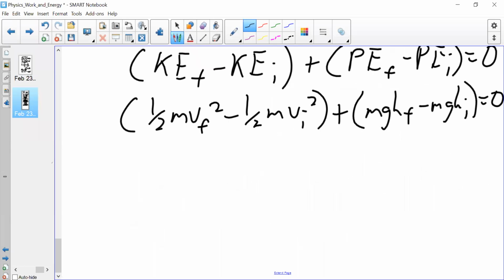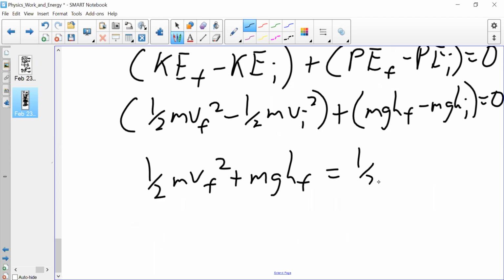So we have two terms here. We have initial terms and we have final terms. So let's combine like terms, put one on one side and the other on the other side. And as we do so, we have 1/2 mv final squared plus mgh final equals 1/2 mvi squared plus mgh initial. Because all I'm doing here is taking the initial terms and putting them on one side, and keeping the final terms on the other.